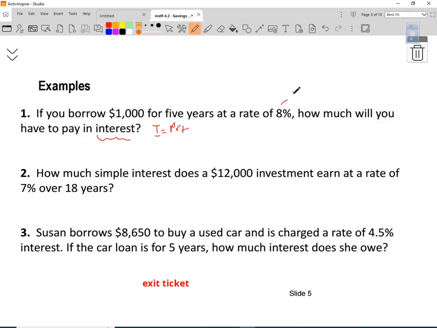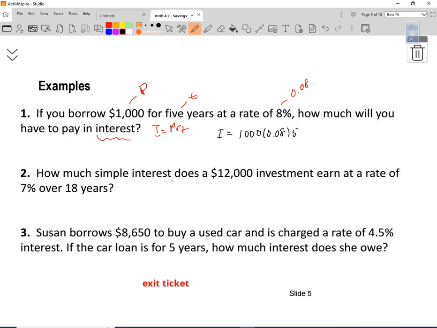We're going to convert that to a decimal. Remember, drop the percent sign and divide by 100. This would be our beginning amount. That's our principal. And for 5 years, so that is our T. So if we're only finding the interest, we just take that formula. The interest is our unknown. Our principal is known. Our rate is 0.08. And our T, time, is 5 years.